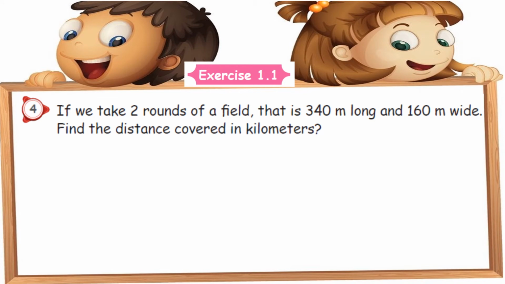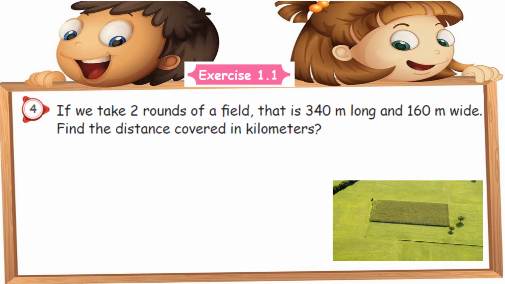Fourth sum. If we take 2 rounds of a field that is 340 meter long and 160 meter wide, find the distance covered in kilometers. So it's a field.